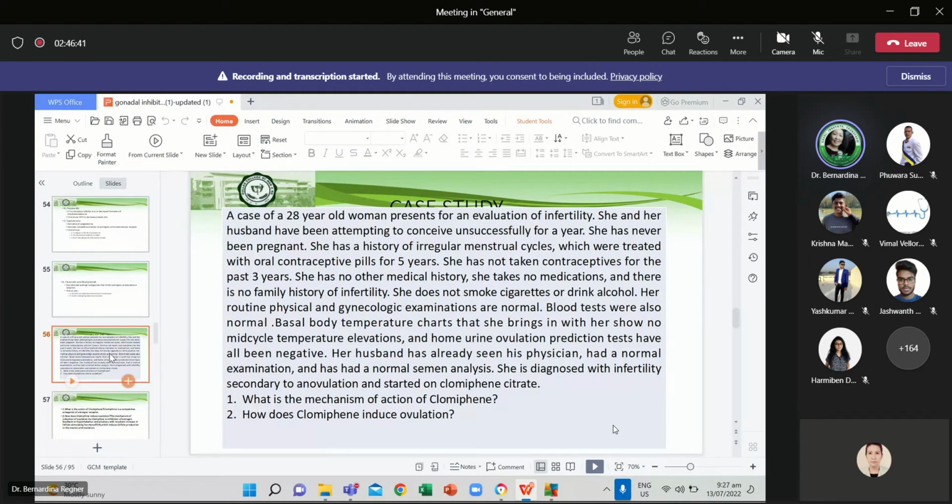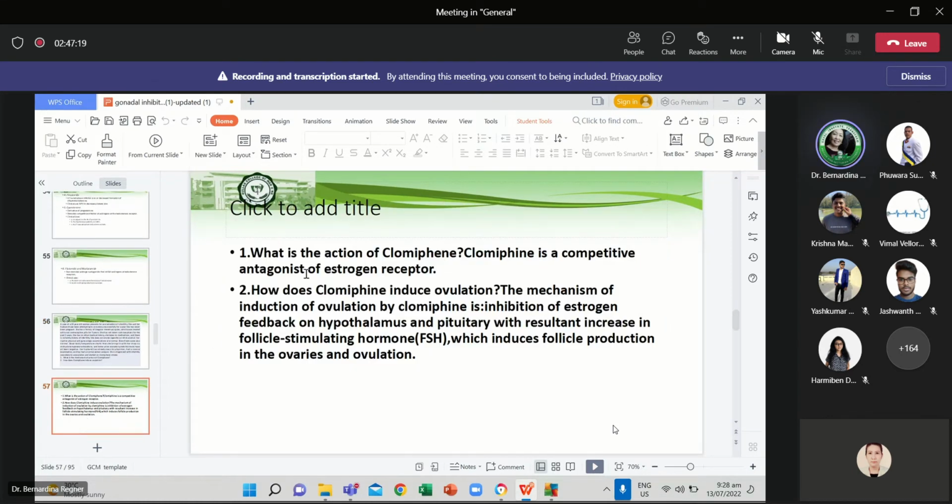She is diagnosed with infertility secondary to anovulation and was started on clomiphene citrate. So we have already talked about clomiphene. Number one, I gave this already to you. Now, what is the mechanism of action of clomiphene? Number two, how does clomiphene induce ovulation? Can you still remember? What is the mechanism of action of clomiphene? What is the action of clomiphene?